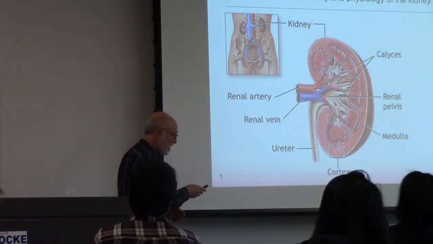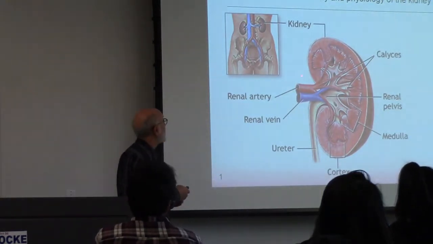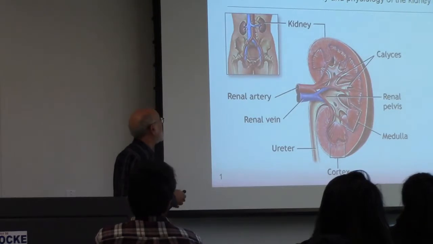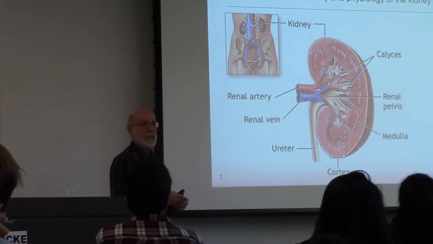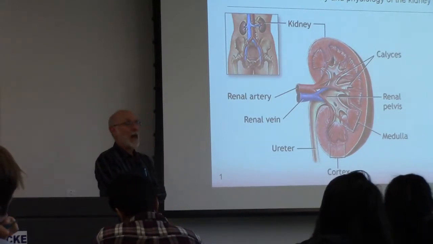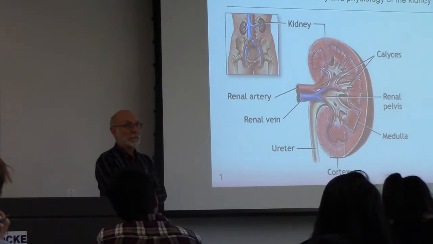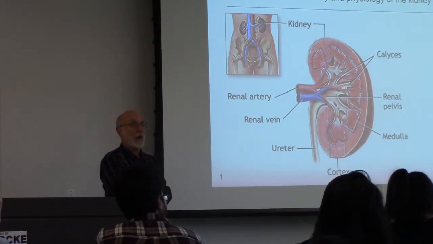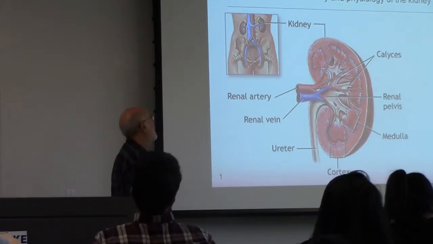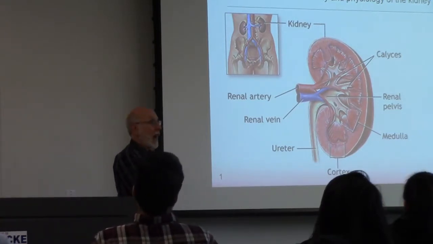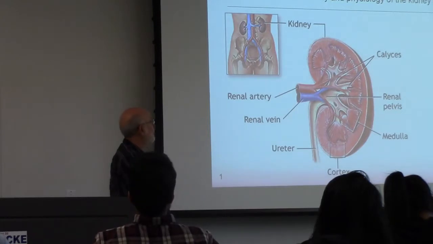Okay, so let's start using some of the language of anatomy. Here's the kidney, right? Kidney shape. It receives a robust blood supply from the renal artery, which is a branch off of the abdominal aorta. We'll see that when we open up the abdomen more. The renal artery feeds a lot of blood to the kidneys. I'll talk about blood flow in a minute.